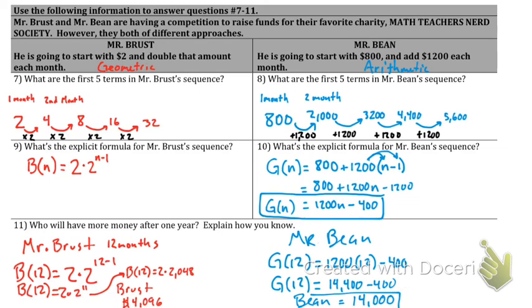So by far, Mr. Bean's method would be the better method to raise money. Okay. All right. So the rest of the review problems are very similar to these two. I just wanted to go over a couple. Make sure you're comfortable writing some formulas. All right, good luck on the test.